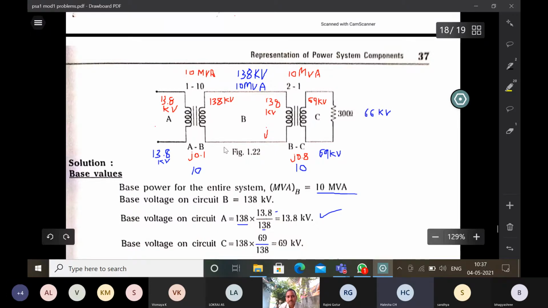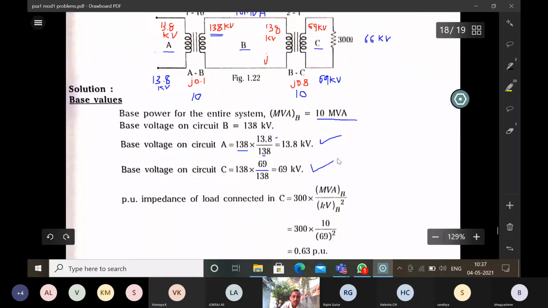Calculate, either HT side or LT side, anyone you can calculate. So suppose you are calculating for LT side. Section A, section B, section C I am calculating. Section A comes under LT, section B comes under HT, section C again comes under LT. Right? Suppose I want the LT side. So 13.8 will remain as it is, 138 gets cancelled. Suppose you calculate for HT side, so 13.8 into 138 divided by 13.8. 13.8 gets cancelled, 138 will remain the same. Is it clear?